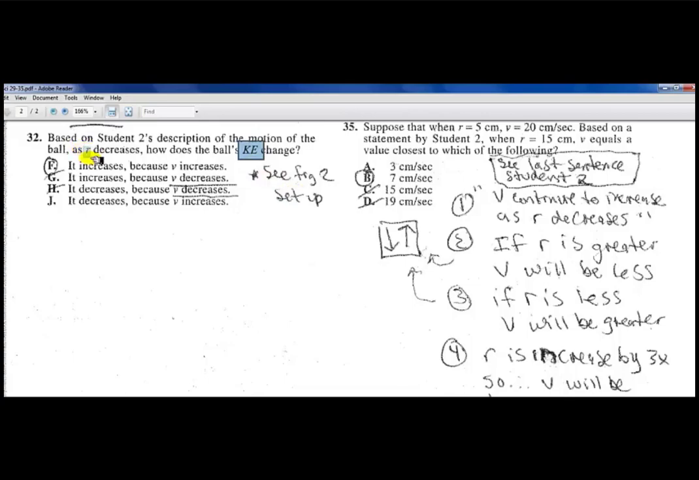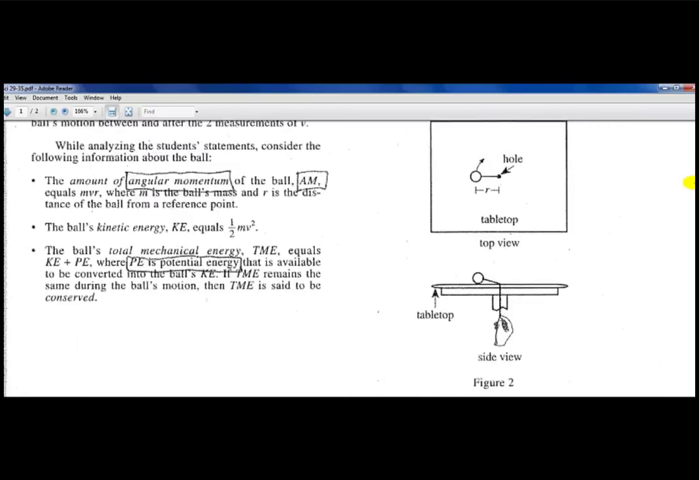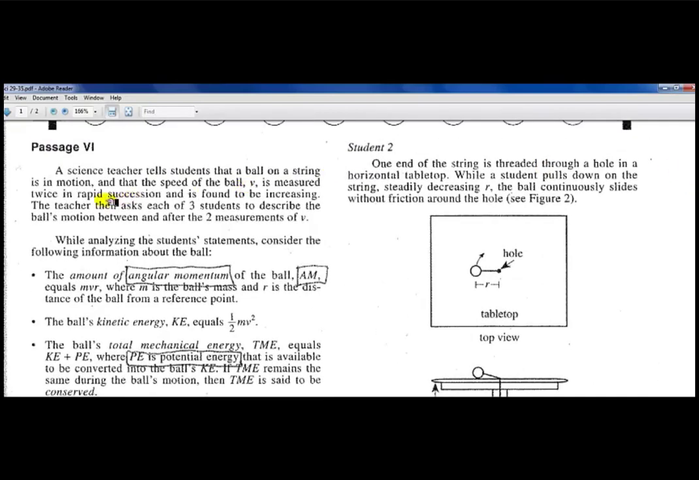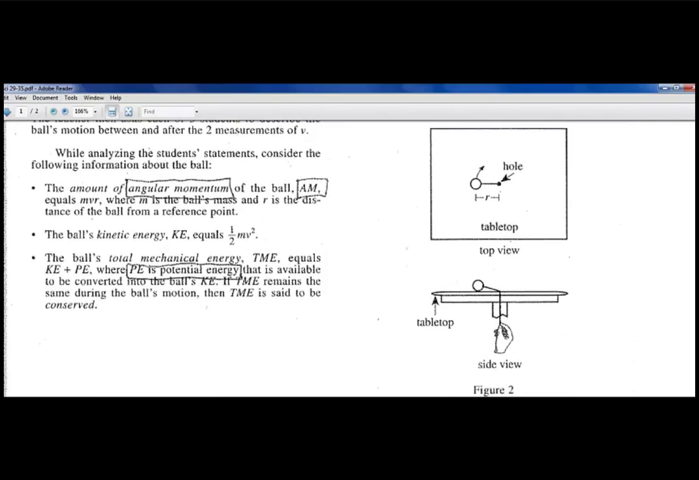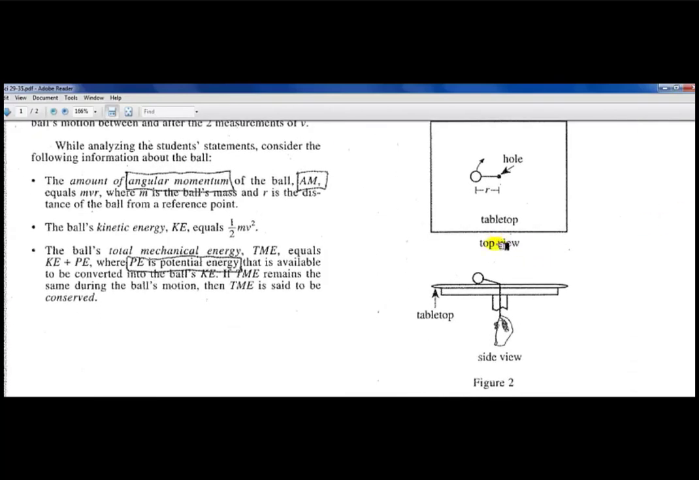And R, we can go ahead and finger scan for that up in the top in the mini introductory paragraph. We come up here to passage 6. We look for R. You find R right here. And R says it's the distance from the ball to the reference point. Now, the question asks us about scientist 2 or student 2. Right here, that will refer us to figure 2, and in figure 2, you can kind of get a feel for what's going on here.